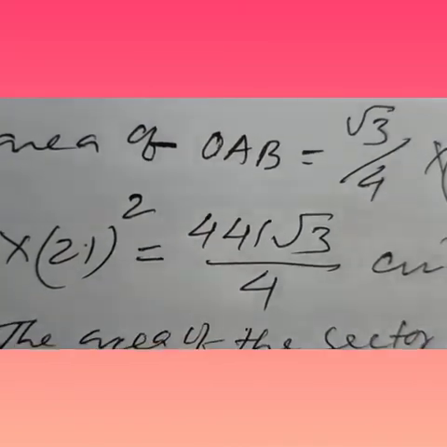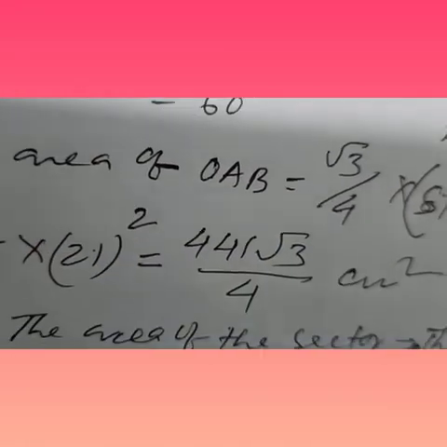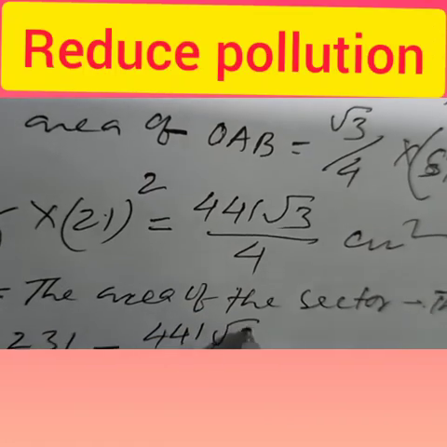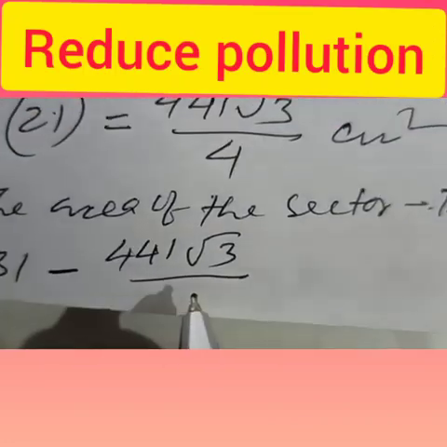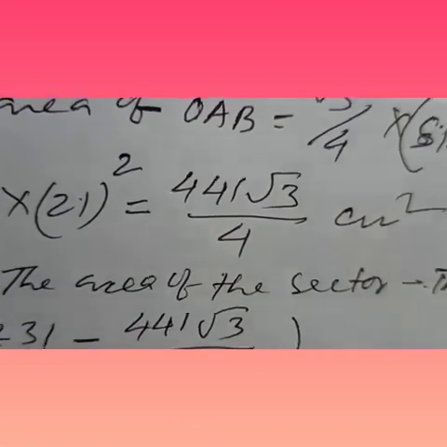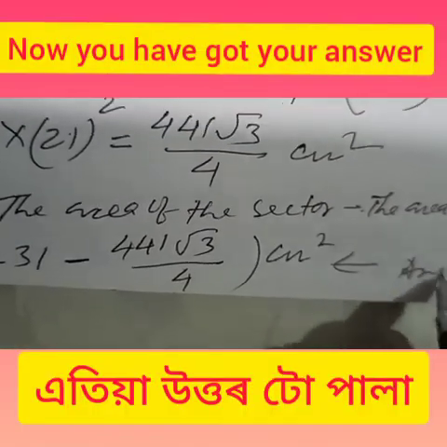Into what? Minus. This is minus, yes, minus 441 into root 3 by 4. Okay. So that is your answer. Cm square. That is your answer. That is your answer.